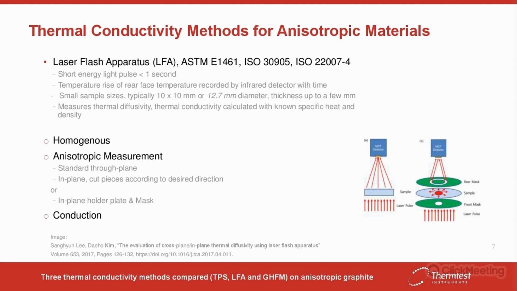If you do want to measure anisotropy with this method, you get a through thickness value with your standard measurement. For in-plane, there are two approaches. You can cut a sample in the direction of heat flow you want to measure, or you can use an in-plane holder plate and mask that will do the in-plane as well. We focused on cutting pieces according to the desired direction in our comparison today. We think that's the simplest way to describe these measurements.